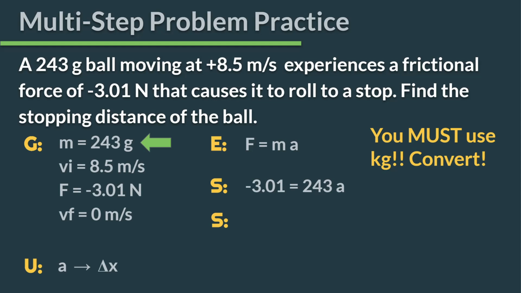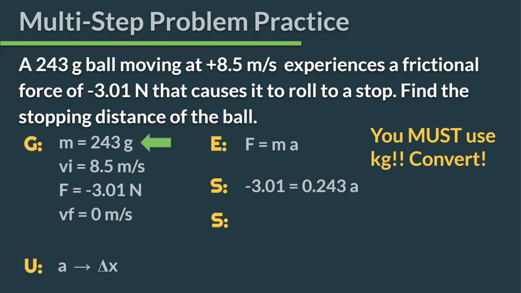Again, when you get to that substitution step, please double check your units before you plug numbers in. That 243 is grams. We need kilograms. So before we actually solve this, I need to convert it. So I'm not going to leave it like that. Instead, I need to convert grams to kilograms. There are 1,000 grams in a kilogram, so we need to divide by 1,000. And 243 divided by 1,000 is 0.243. So now that we have this in the appropriate units, kilograms, we can solve for a.